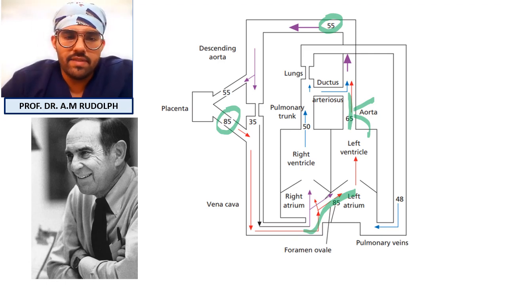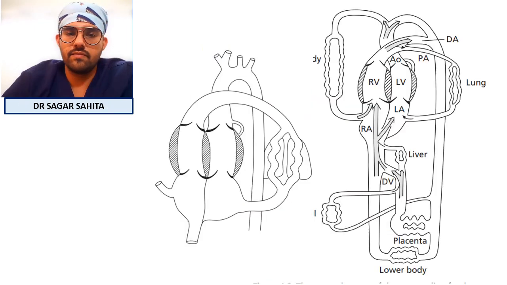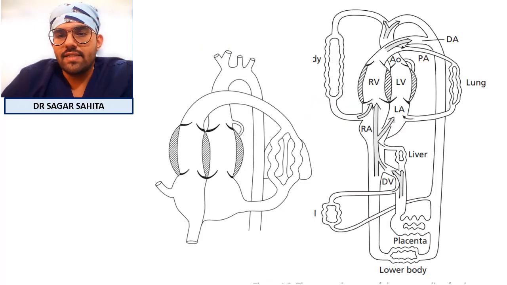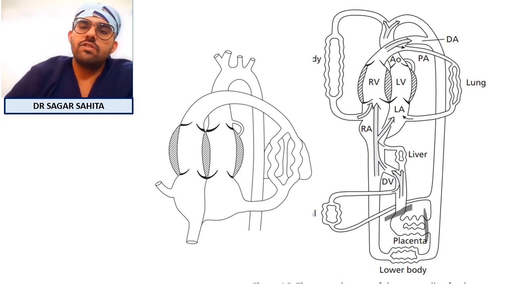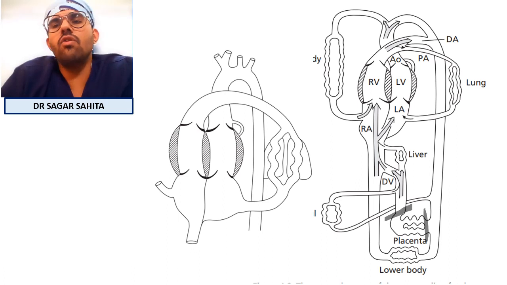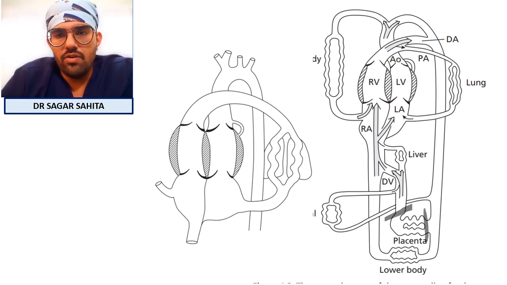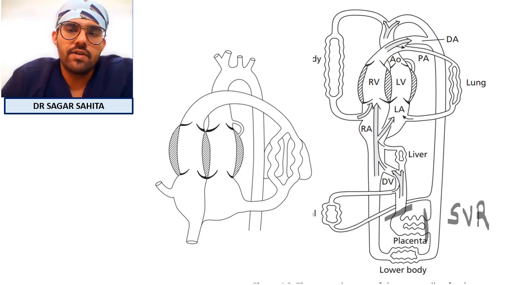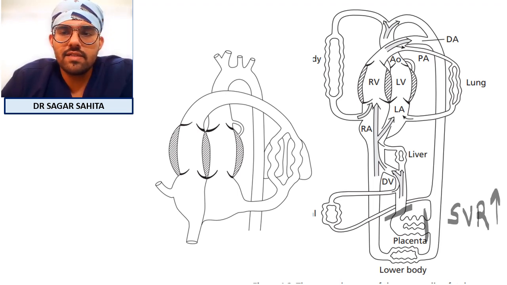At birth, what happens? The placenta umbilical cord is going to be clamped. The placenta was the region with a very low vascular resistance. So for the fetus, systemic vascular resistance was very low till now. As soon as we have clamped the cord, the systemic vascular resistance has gone up.